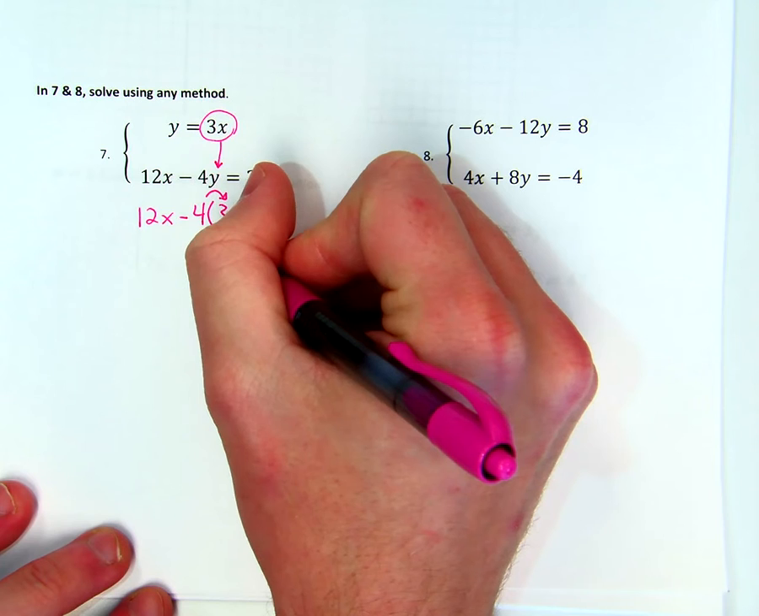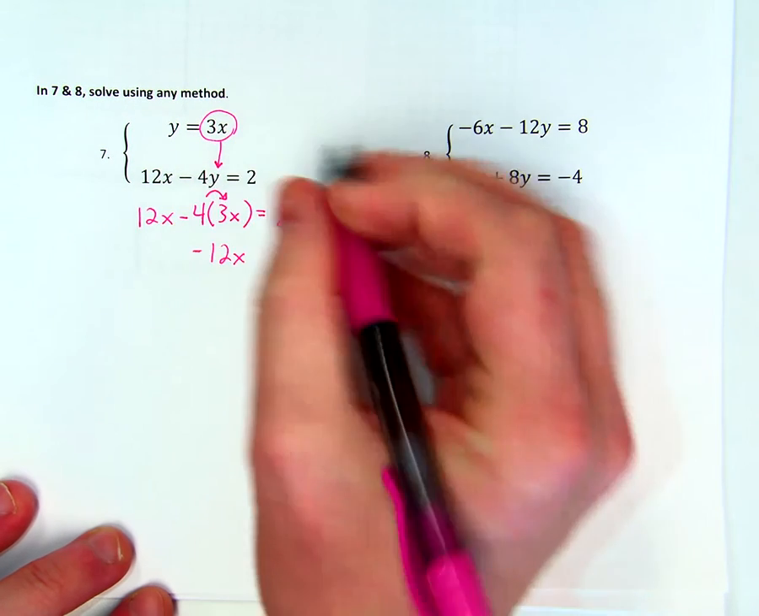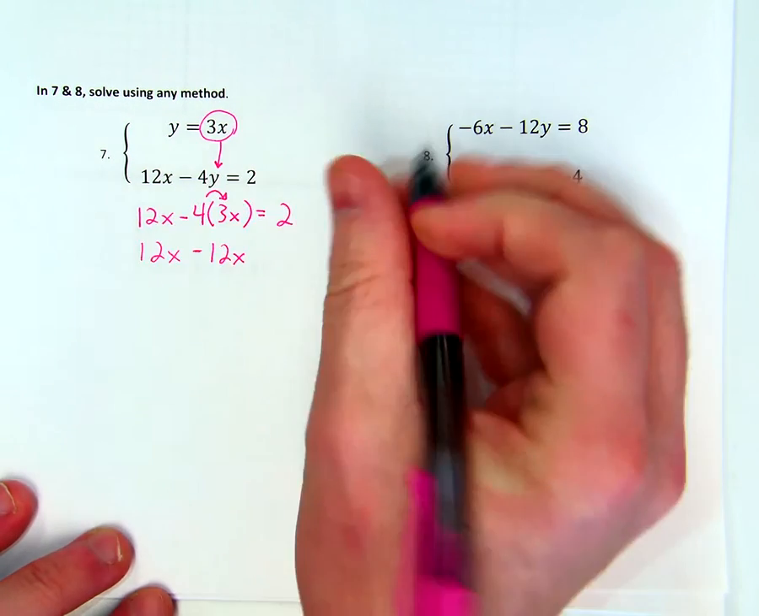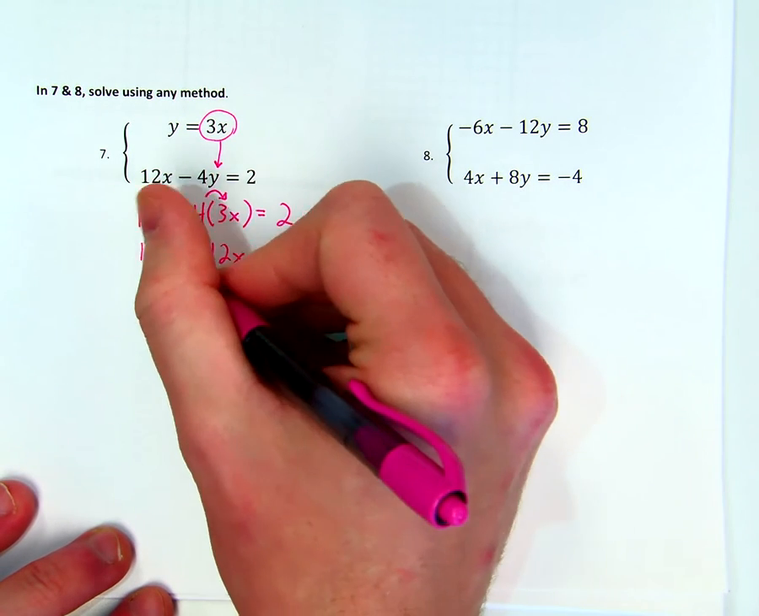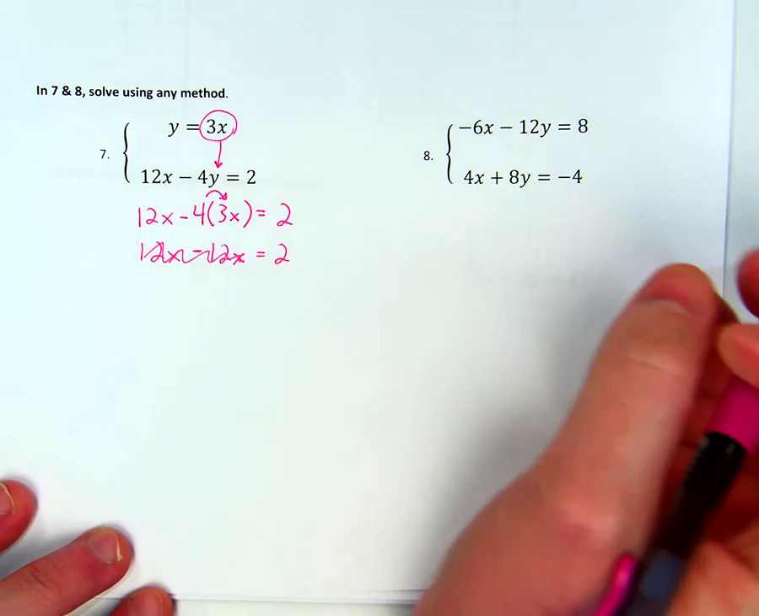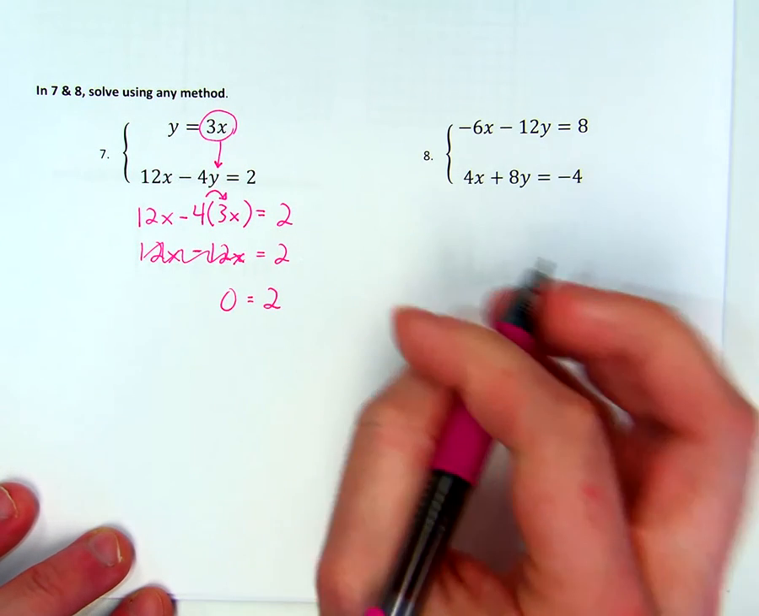4 times 3x is 12x, and it was a negative 4, so it's negative 12x. So 12x minus 12x equals 2. Well, we know that 12x minus 12x is going to cancel out, and there will be 0 left. So we're left with a statement 0 equals 2.